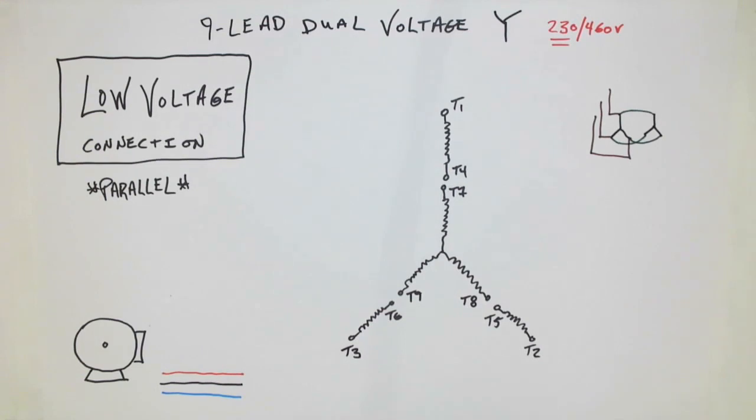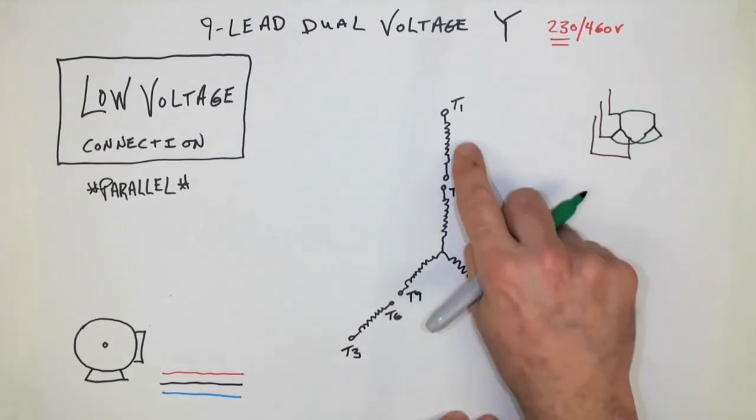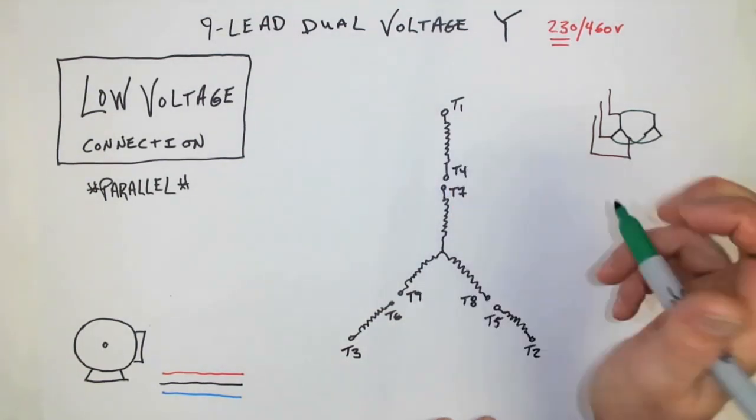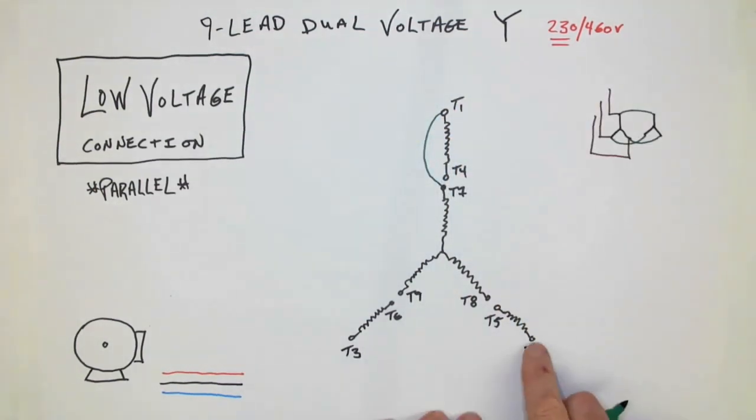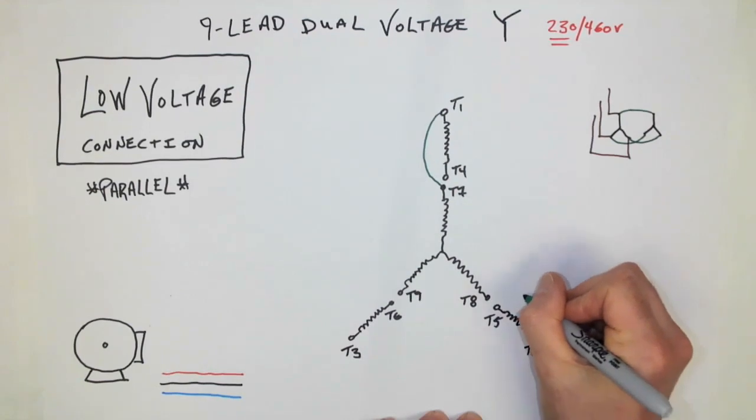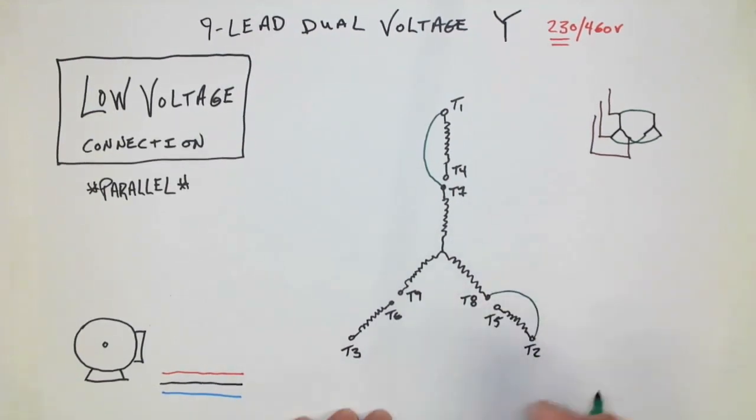So this is an alternative means of showing that we have 2 Y formations connected in parallel. So how do we accomplish that? Well, the way that we do it is we tie T1 to T7. We connect T2 to T8. And finally, T3 to T9.